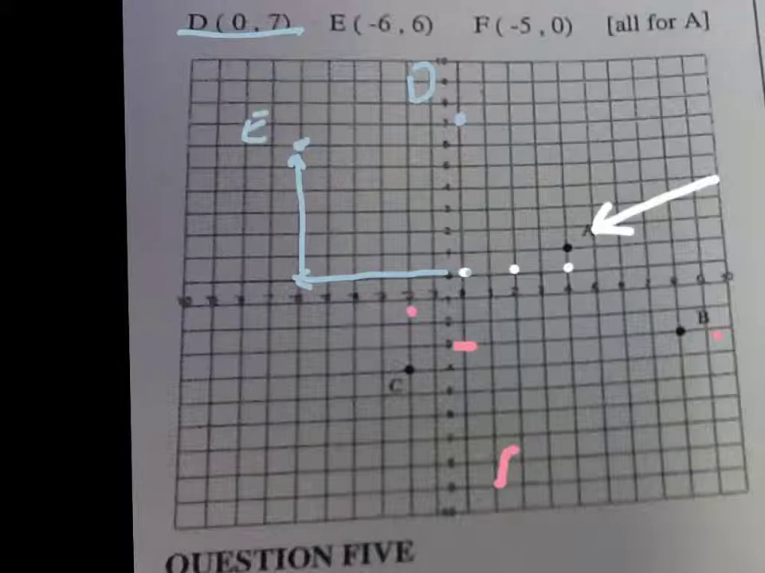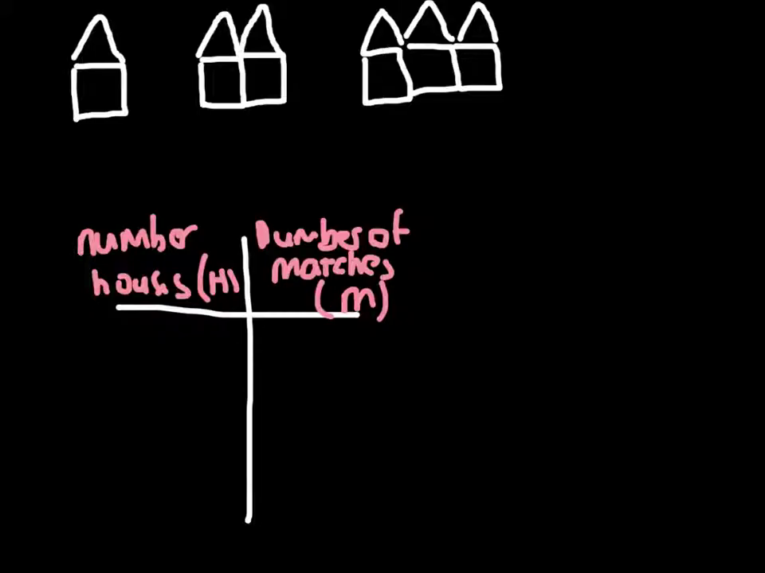And the last one there is F, which is negative 5, 0. So now I'm going to go along to negative 5, which is here. And I'm not going to go up or down because my y value is 0. So it's F. Remember, when you're doing coordinates, it's your x value, then your y value. It wasn't overly easy to show on here, but hopefully it made a bit of sense.